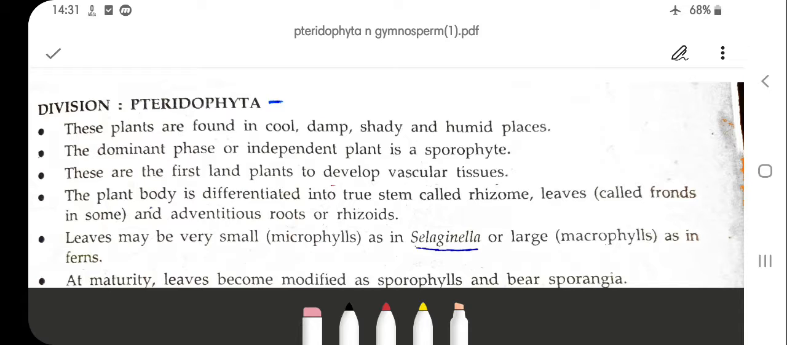In our previous sessions, we discussed algae and bryophyta. Today, we are going to start with a new division of the same chapter, kingdom Plantae, that is Pteridophyta. These plants are found in cool, damp, shady and humid places. That means the occurrence of the Pteridophyta is in cool, damp, shady and humid places.